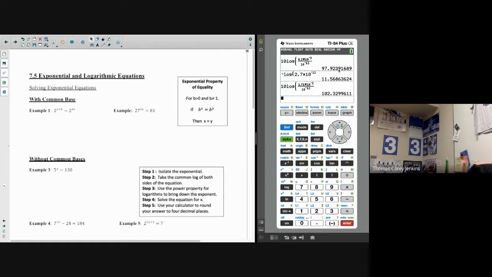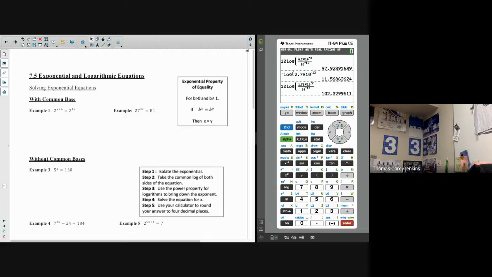So your learning target, simply put, is that you can solve exponential equations, meaning equations with a variable in the exponent, and also equations containing logarithmic expressions. That's pretty simple and straightforward, so let's go ahead and get right to it.